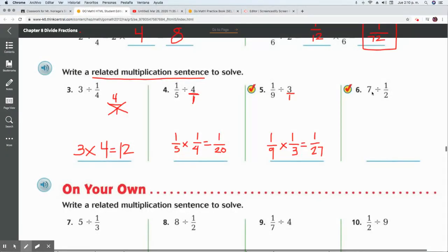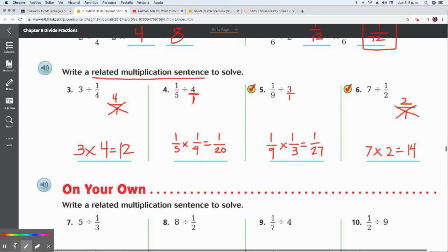Number 6, now we're dividing a whole number by a fraction. Remember that our answer needs to be a whole number greater than 7. So the dividend stays the same. We change our symbol to times and we flip this fraction. When you flip the fraction, you will end up with 2 over 1. Remember, you do not need to write the denominator. You just write the numerator, which is 2, in your multiplication sentence. What's 7 times 2? 14. We divided a whole number by a fraction. Our answer needs to be a whole number greater than the dividend.